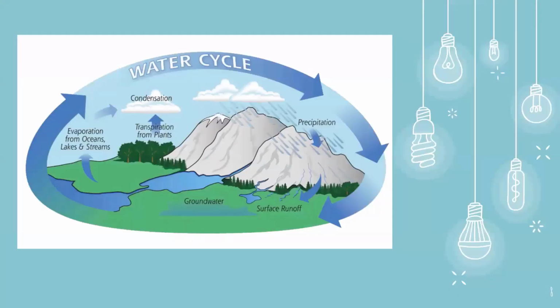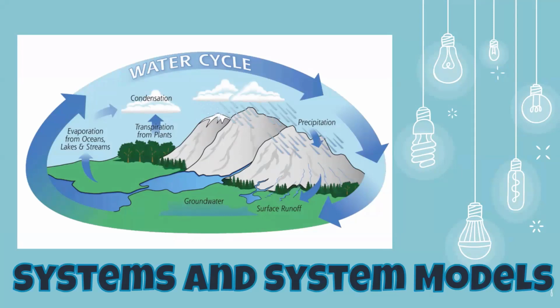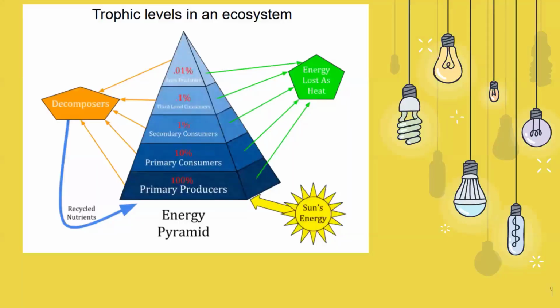All right, here we have a model of the water cycle. So which of our cross-cutting concepts do you think students could use as a tool to help them understand this model? Got your answer? Okay, let's see. You said systems and system models. Yes, they could use systems and system models to help them understand this model of the water cycle. Here's another one.